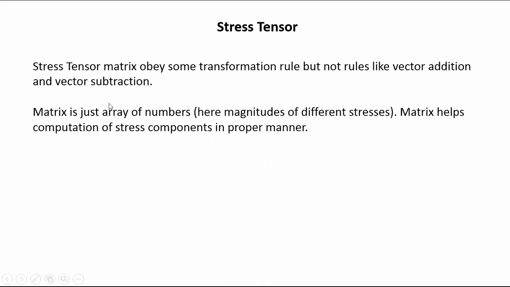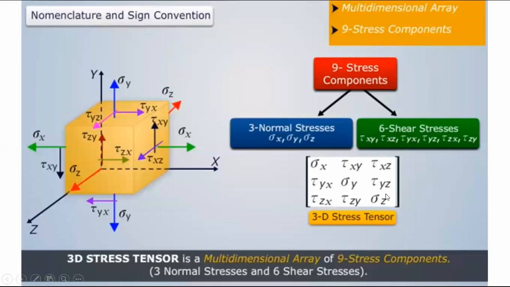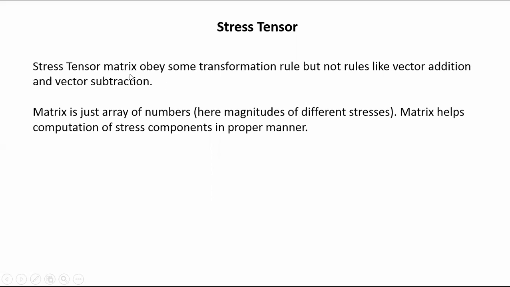Stress tensor matrix obeys some transformation rule. What is the transformation? That means if you want to add one tensor, the stress tensor, as I will show in the slide, this is the stress tensor shown in a matrix. This does not obey the rules of vector addition or vector subtraction. This is the main difference between tensor and vector. Stress tensor matrix obeys some transformation rules, but not rules like vector addition and vector subtraction.